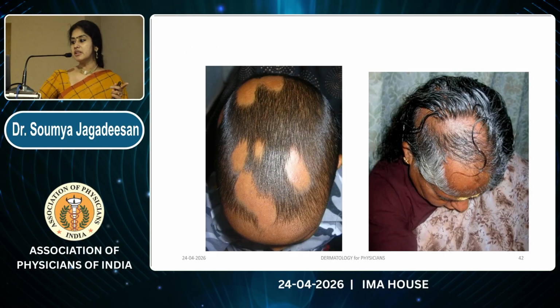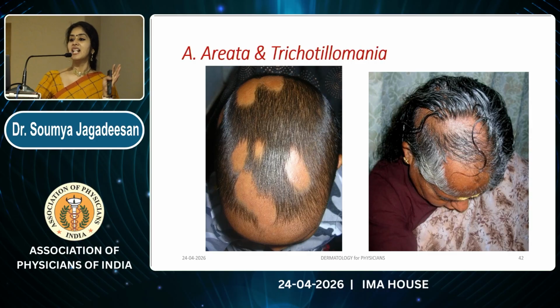Now, these are two conditions. On the left side, you see patchy hair loss. This is usually what we call alopecia areata, which is a common autoimmune type of hair loss. The second one, on the right side, is not alopecia areata, though it's also patchy. It is nothing but trichotillomania. What is trichotillomania? You're pulling out your hair. These are patients who are anxious. They have a little psychiatric or psychological instability. They might have this urge to pull out their hair when they feel stressed.